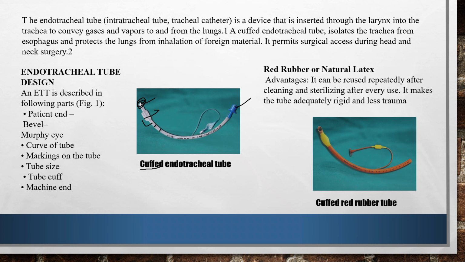And this one is the other hole, that is the main hole. It is also known as the bevel. And this one is our cuff, and there is a marking on the endotracheal tube, written as internal diameter, that is the internal diameter of the tube.